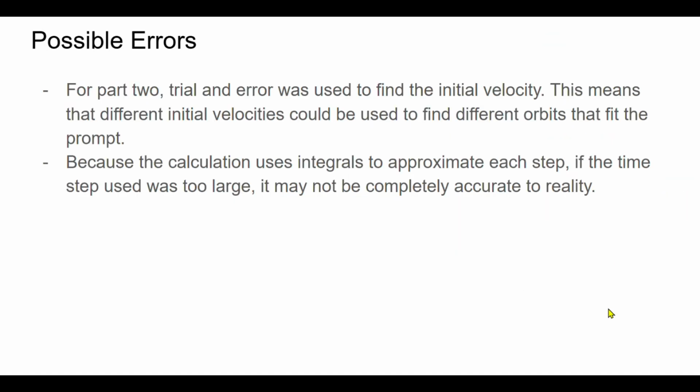Some possible errors is for part 2, I just used trial and error to find the velocity, which means that different answers could be correct to find the different orbits that fit the prompt. And then also because the calculation used for this was an integral and it was a time step, if the time step had been too large, then it might not be completely accurate.